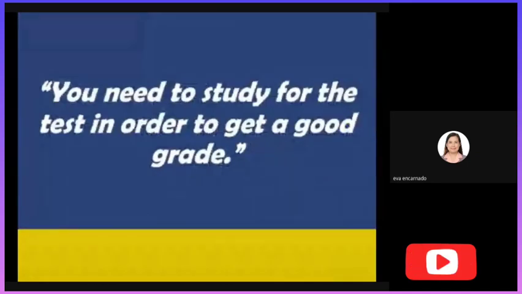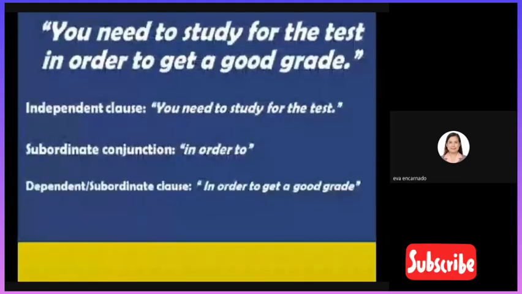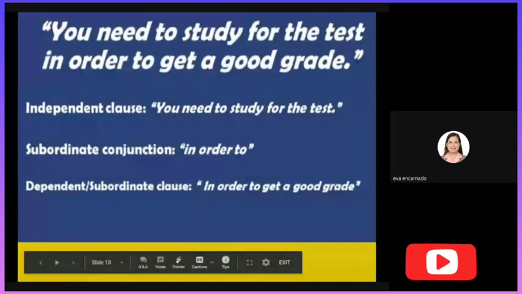You need to study for the test in order to get a good grade. Can we identify the subordinating conjunction, the independent and the dependent clause in this sentence? All right. If your independent clause is you need to study for the test, then that is correct. Your subordinating conjunction should be in order to. Your dependent or subordinate clause should be in order to get a good grade.